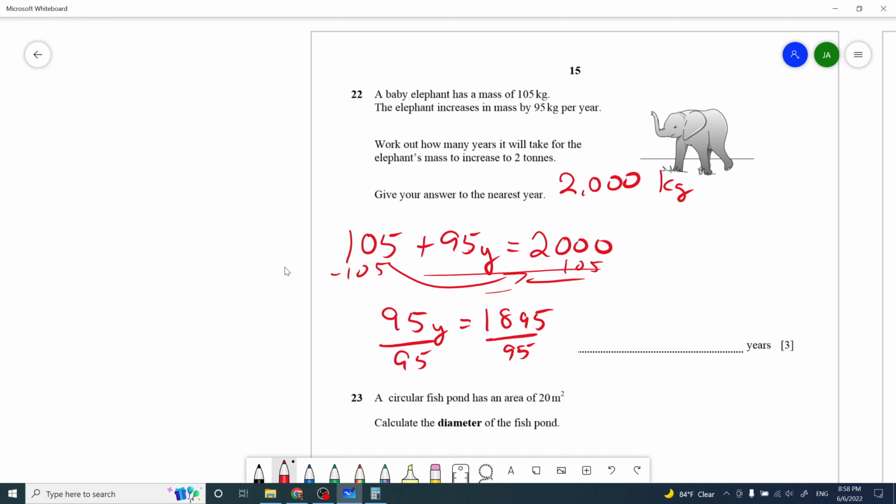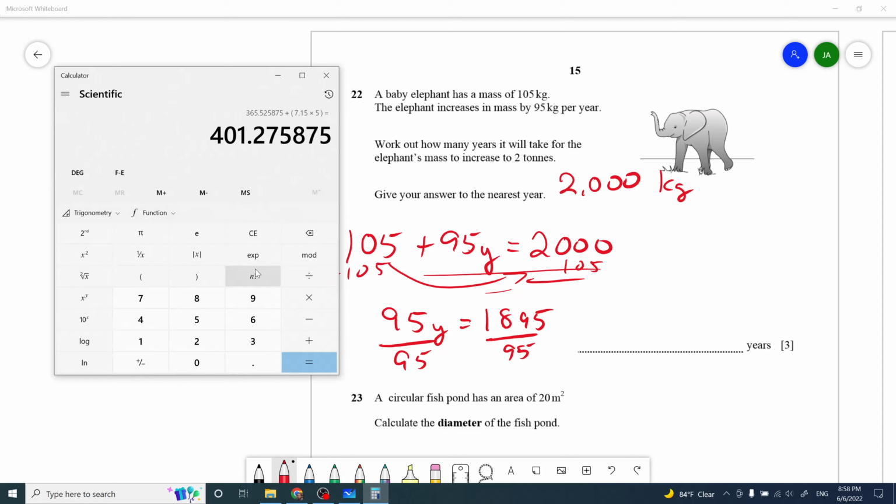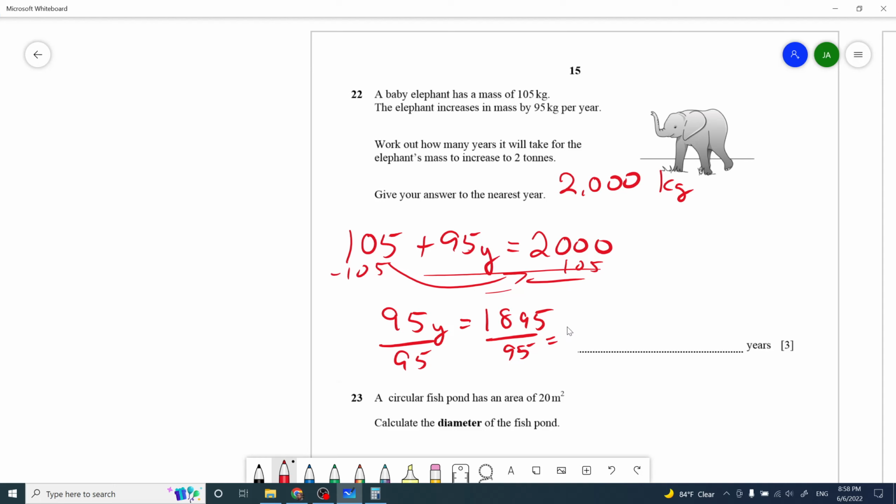Since this is a calculator paper, we are going to use our calculator. So we take 1,895 divided by 95, which gives us this big long number, 19.947. But they want us to the nearest year, so the nearest full number, 19.9, is going to round up to 20. So right about 20 years.